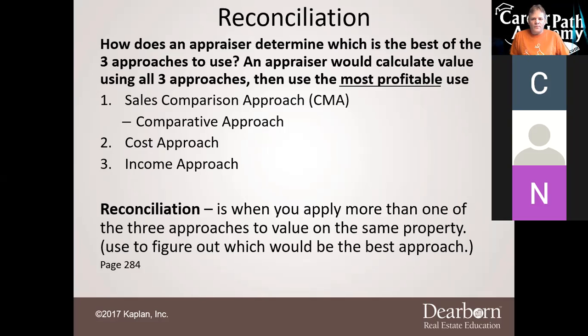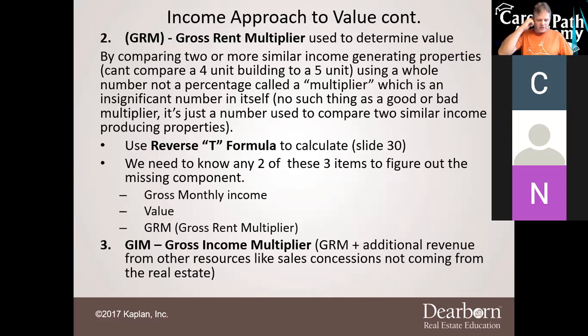All right, so let's back it up just a bit here. On page 283, under gross rent or income multipliers, I want you to highlight the third line. Gross rent multiplier, GRM, relates the sales price of a property to its rental income. I have a definition here that shows by comparing two or more similar income generating properties.